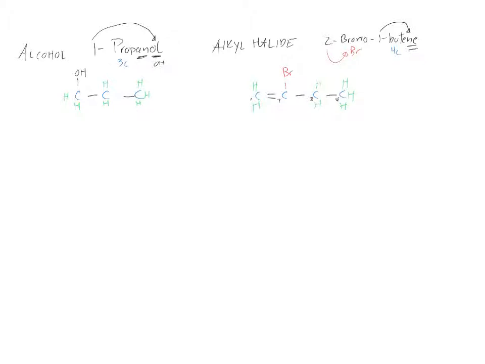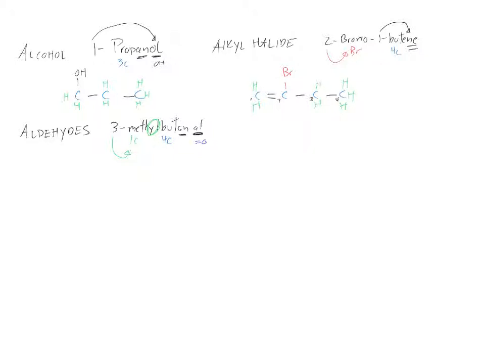The next group was the aldehydes. And your example there was 3-methyl butanal. So the AL tells me that I have a double bonded oxygen. The AN tells me they're all single bonds. The bute tells me it's 4 carbons long. The methyl tells me I have a 1 carbon long branch, and the 3 tells me that's its location.